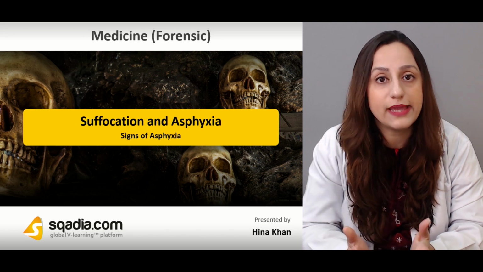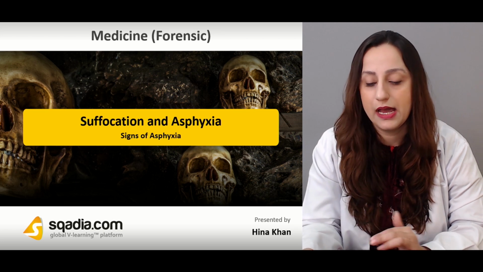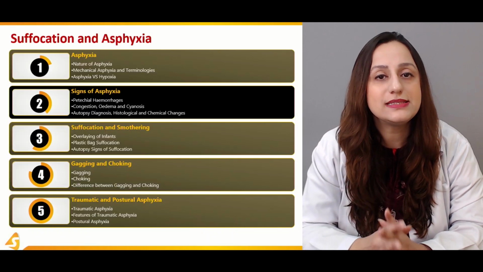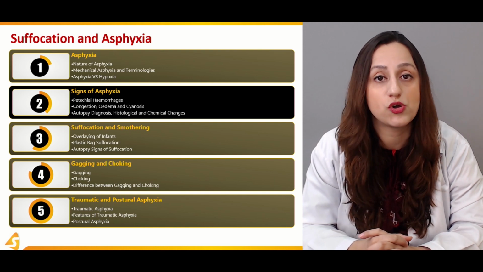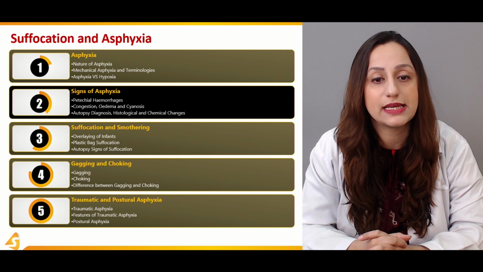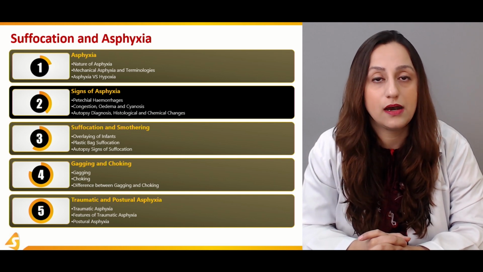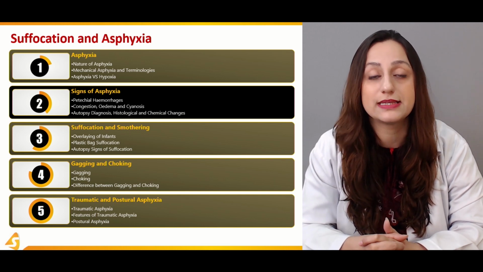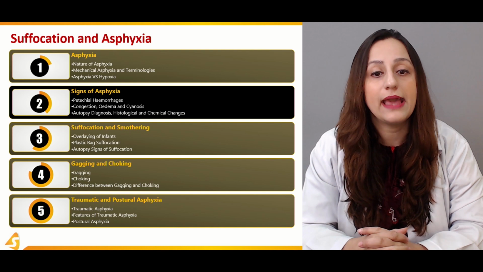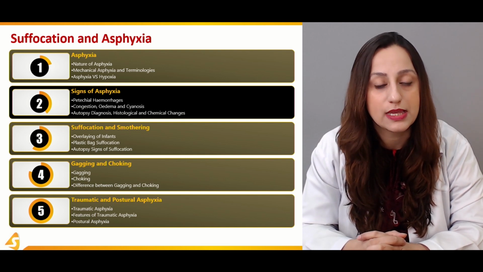So, what signs do we have to look for in asphyxial death? They are the mainstay over here in this section. Now, in this section, we'll be dealing with the petechial hemorrhages, which is again a very important sign of asphyxial death. Then congestion is another sign of asphyxial death. Edema is basically the swelling of the tissues, and it's again very important. And then cyanosis is basically the bluish discoloration of the tissues.